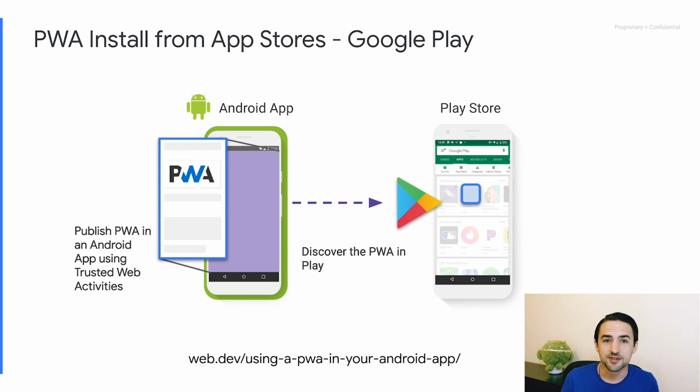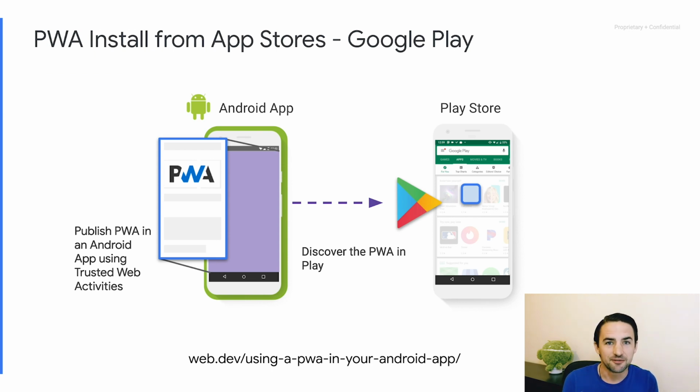And progressive web apps can be published to the Google Play Store and discovered alongside any other app listed there. This is done using an open standard called Trusted Web Activities. And a PWA published in Play is like any other Android app, except it's built with the web.